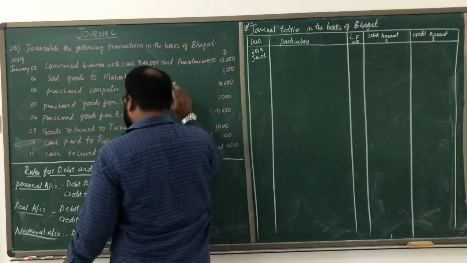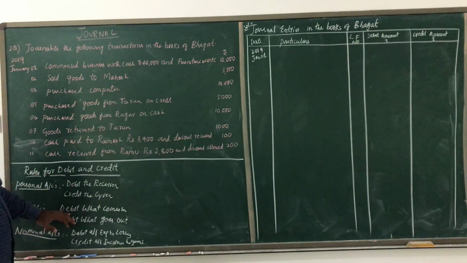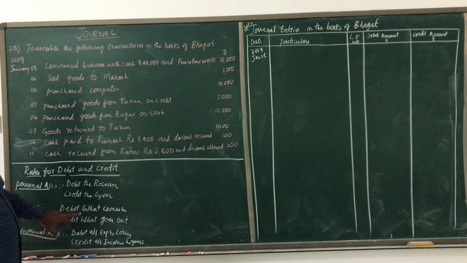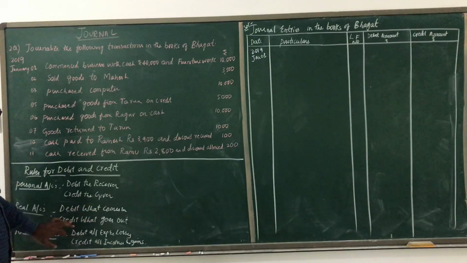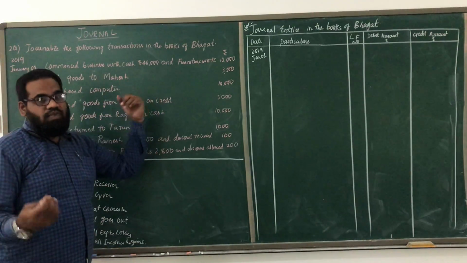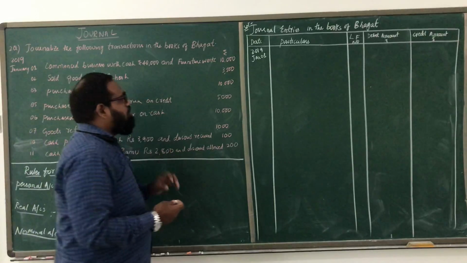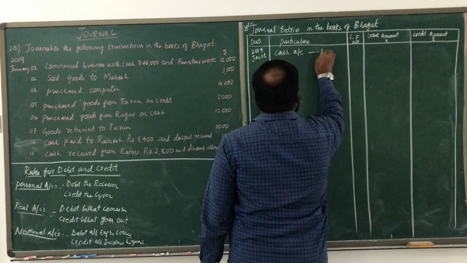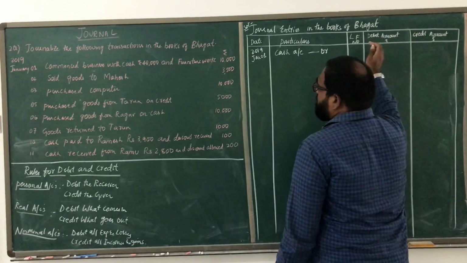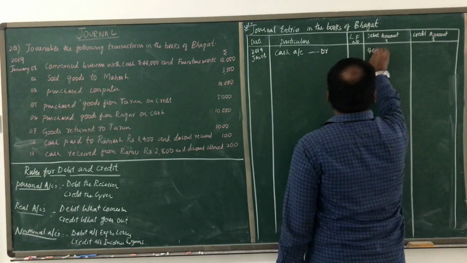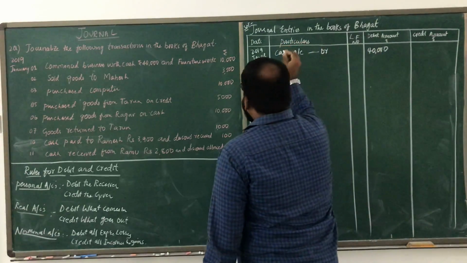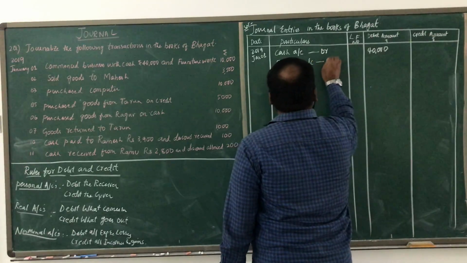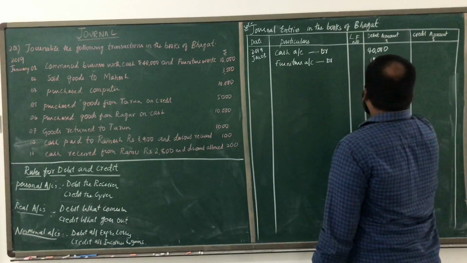So these two are examples of real accounts. We have to see whether these two come under the assets of the business. So debit what comes in, as per the real account rule: debit what comes in, credit what goes out. These two are coming into the business, so we write these two entries in the debit as per the rule of real account. Cash account debit. The amount should be entered in the debit column, 40,000. Then again furniture account debit, the amount is 10,000, again in the debit column.